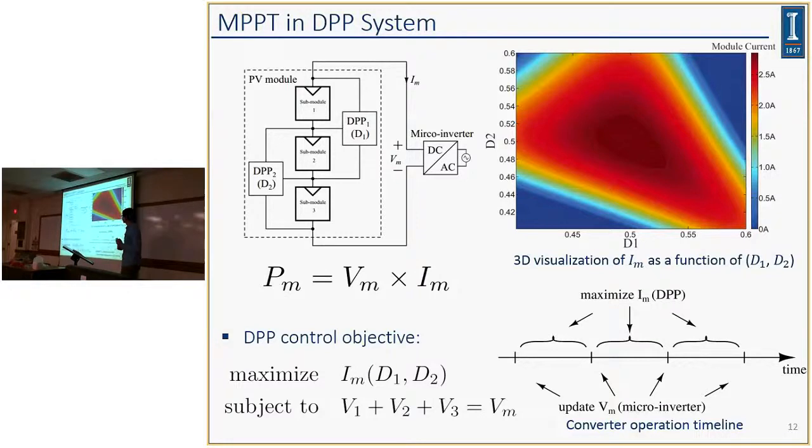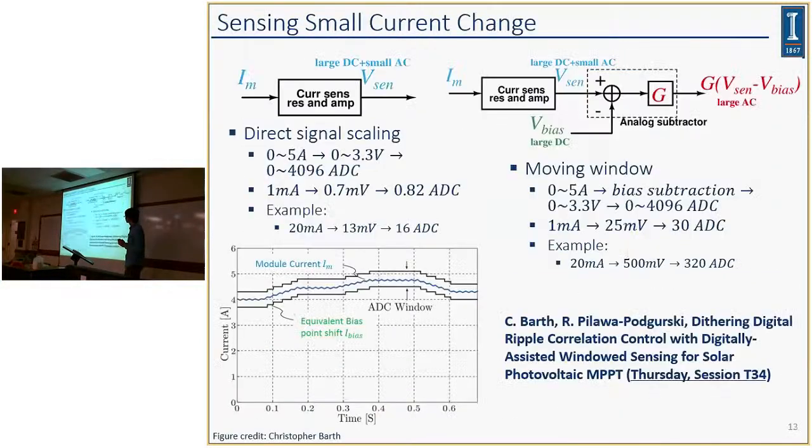But the only remaining problem in this control method is that if you read this plot carefully, near the optimal point, the surface is actually very flat, which means for a certain duty ratio perturbation, the change in string current can be quite small. And it's going to be an implementation challenge for us: how do we sense that small current change? This is where I borrow some ideas from Chris. We have a moving window technique that can help us sense small current change.